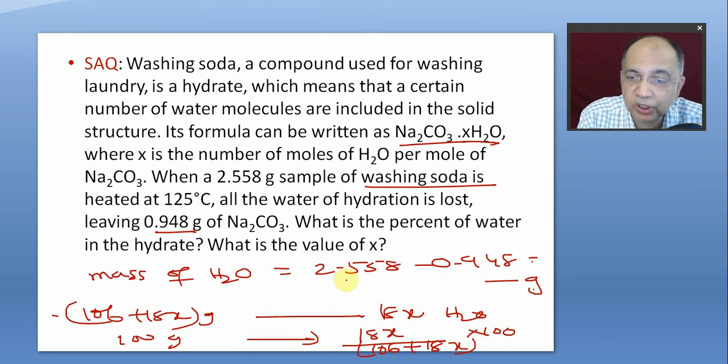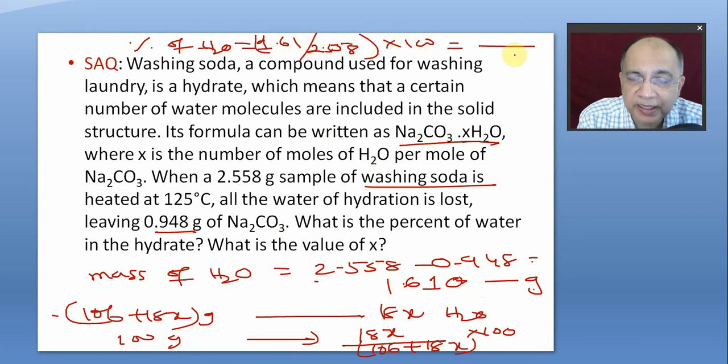Because the mass of water in 2.558 gram is 1.61 gram, the percentage of water in the compound is 1.61 divided by the mass of the sample, which was 2.558, into 100. So you now find the mass percent of water, which is one part of the question.